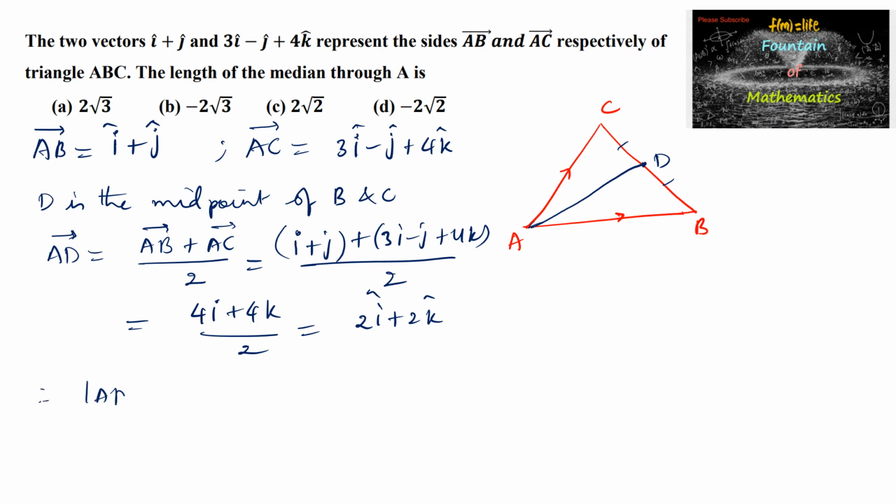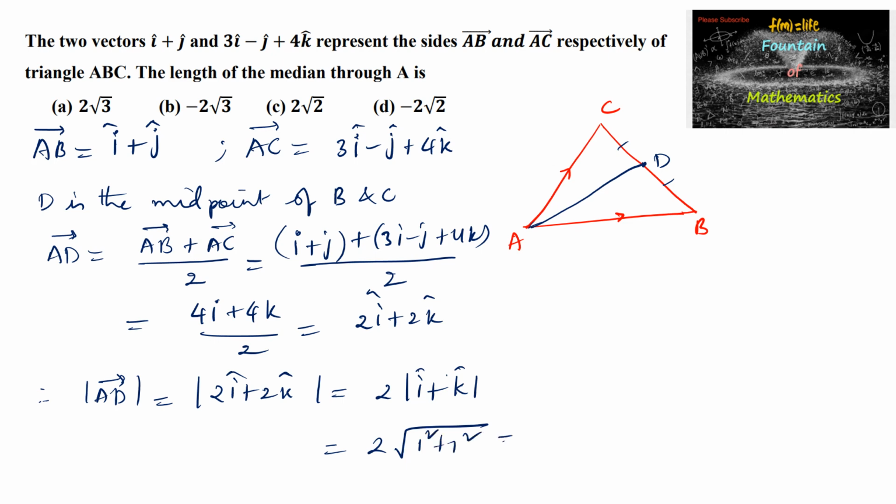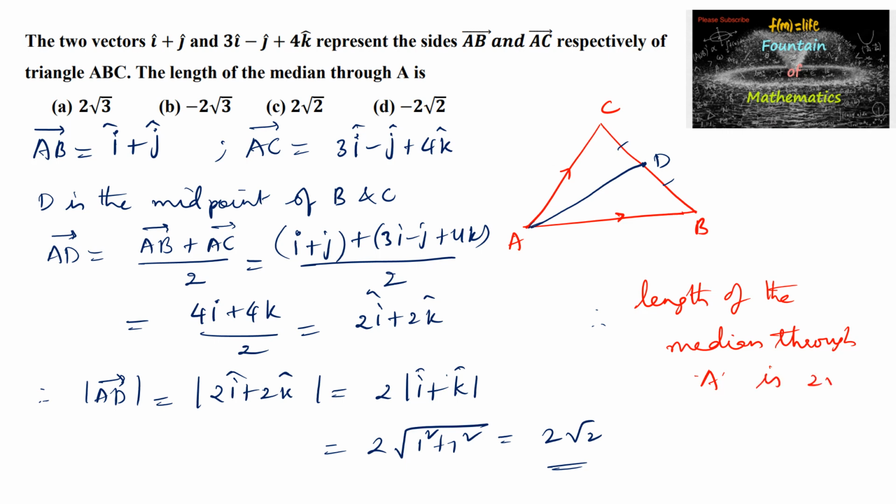Therefore, length of the vector AD is equal to mod of 2i plus 2k, that is 2 times mod i plus k, 2 times root of 1 square plus 1 square, that is 2 root 2. So therefore we can conclude that length of median through vertex A is 2 root 2. So which is our option C.